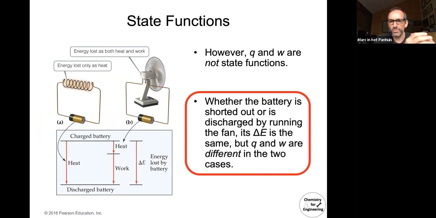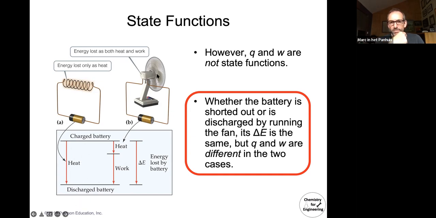So there was a question this morning: what are examples of things that are not state functions? Heat and work are not state functions. If we look at this example from the textbook, if I have a battery and I drain the battery by hooking it up to a coil and converting the electrical energy to heat, we go from the charged battery to the discharged battery, where energy is lost by the battery. So that's one way of discharging it, the internal energy.